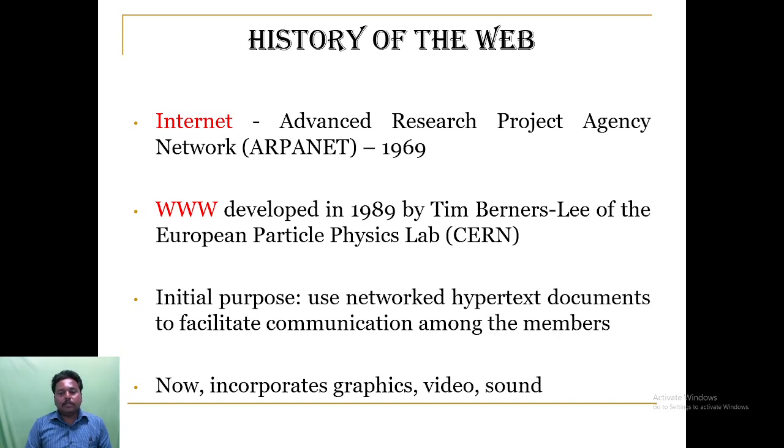Internet. Advanced Research Project Agency Network, ARPANET, is the first internet network platform, which was developed in the year 1969. What is the name? ARPANET. What is ARPANET? Briefly, Advanced Research Project Agency Network. A in the sense of advanced, R in the sense of research, P in the sense of project, A in the sense of agency, and net in the sense of network. So Advanced Research Project Agency Network came first.